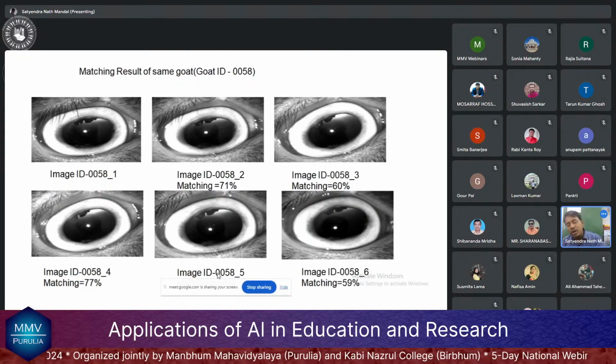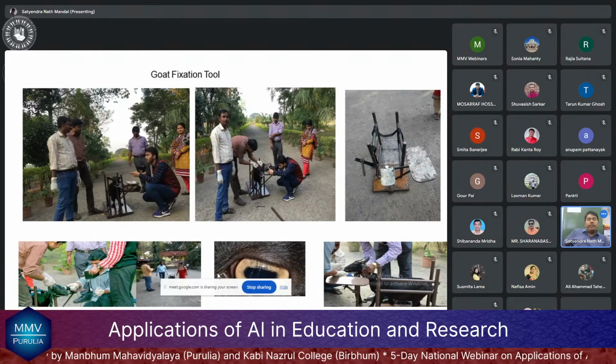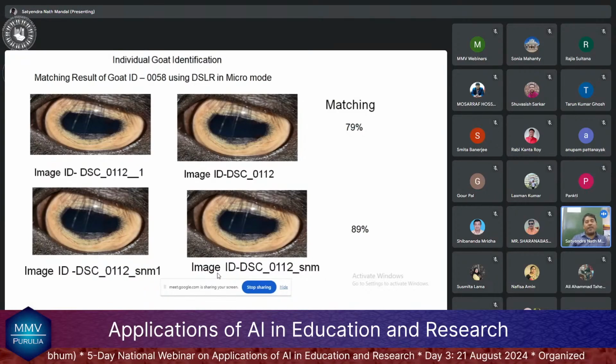Then what did we do? We use this type of tool. We developed the tool and got a patent, and these are all my PhD students and master students. We capture using a DSLR camera with macro mode. And then we get this pattern.